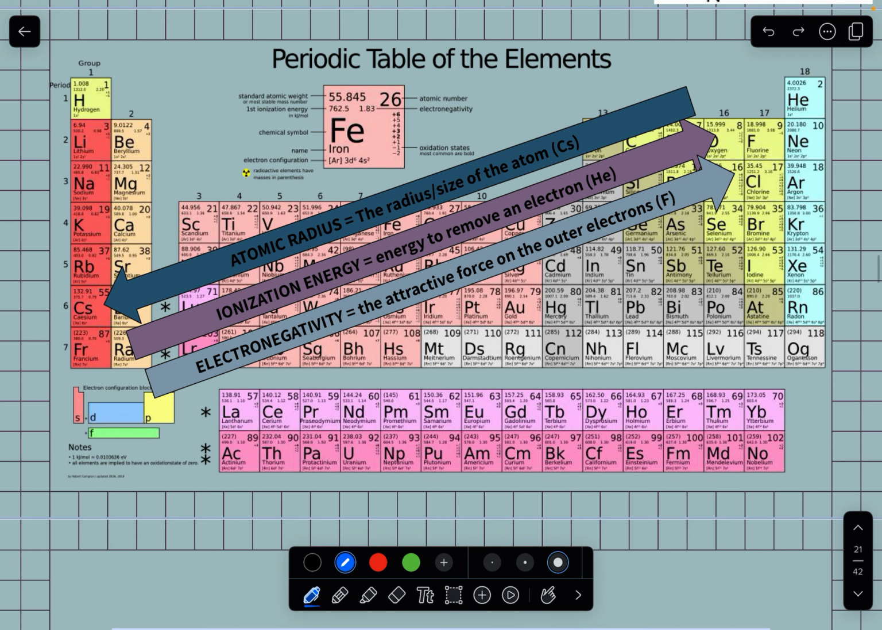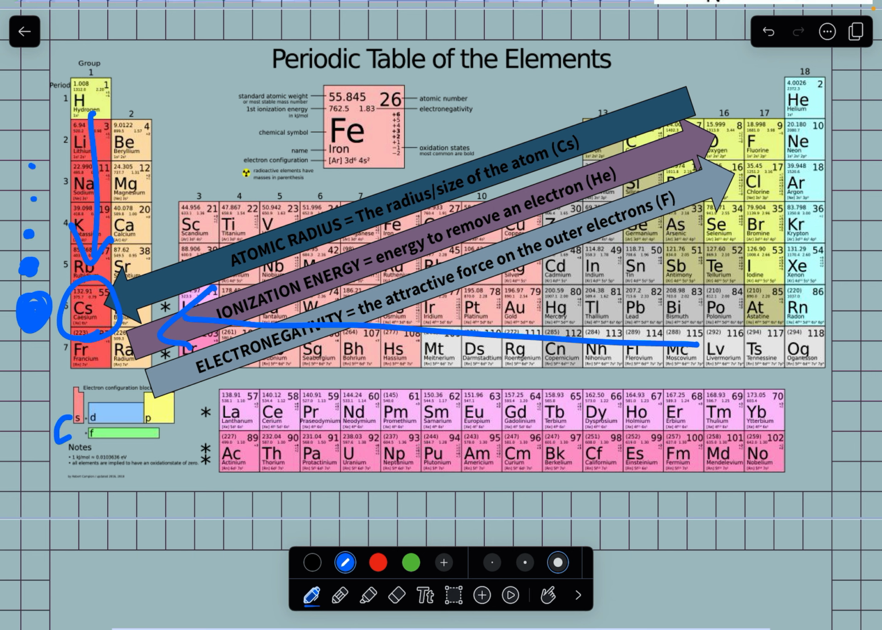Okay, talking about periodic trends. So atomic radius is the radius or the size of the atom. So cesium is typically the biggest. As you go to the bottom and as you go to the left, it gets bigger. So that means as you go up, these elements will get smaller and smaller. Same thing as you go from left to right. They get smaller and smaller.